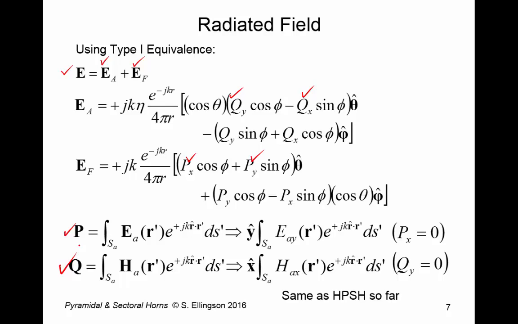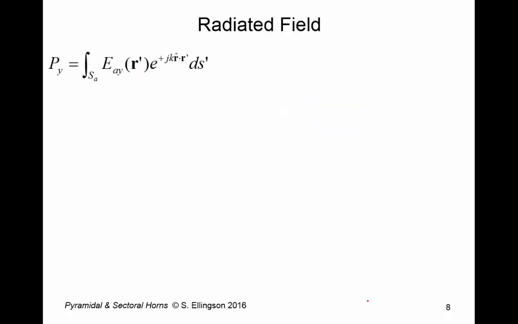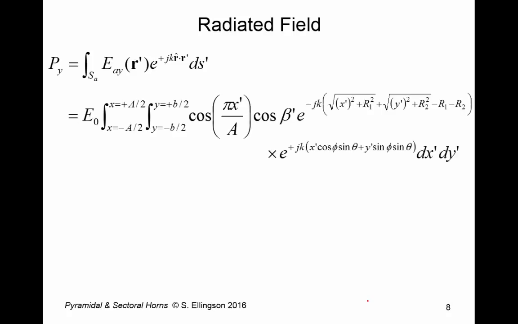In fact, not only is it old news, but it's exactly the same as what we did for the H-plane sectoral horn. To get the radiated field, we have to evaluate these things. So here's P sub Y. Here I'm just substituting now the expression that we previously obtained for the aperture field. So it's looking a little bit ugly, but we'll try to clean this up as we go along.